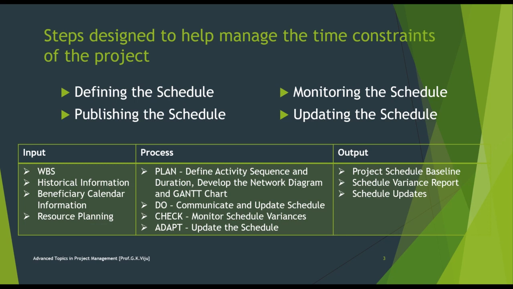The steps designed to help managers with the time constraints of the project: define the schedule, publishing the schedule, monitoring the schedule, and updating the schedule. So the inputs are work breakdown structure, historical information, beneficiary calendar information, resource plan. The process is the plan, do, check, and act cycle. Outputs are project scheduling baselines, schedule variance reports, and schedule updates.